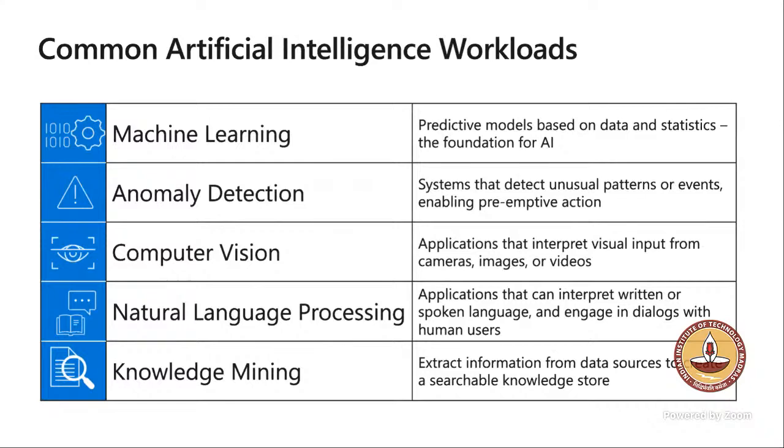So when you say searchable knowledge store, searching in unstructured data will be a little bit difficult, right? When you are extracting information from a data source, the data source can be structured or unstructured. But when you create a searchable knowledge store, that store can be structured, unstructured, or anything. It can be anything. Okay, understood.